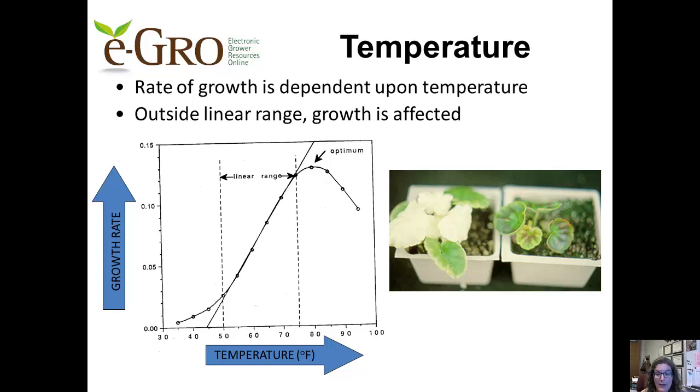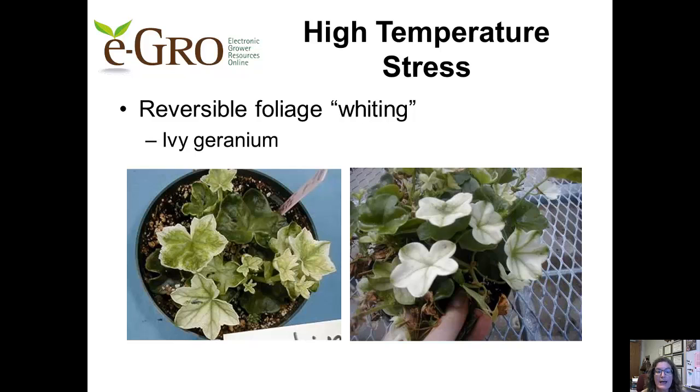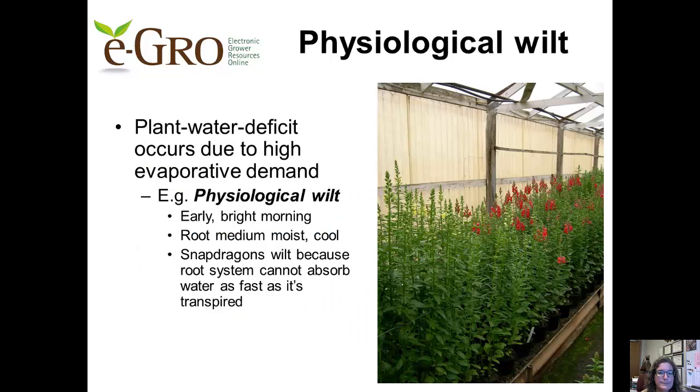The plant on the left was grown too hot, as were these ivy geraniums. The effect is a reversible whiting or bleaching of the foliage that is going to reverse when the temperatures cool. The plant's chlorophyll apparatus is dismantled under high temperatures, but can be reconstituted when temperatures are more appropriate for this species.